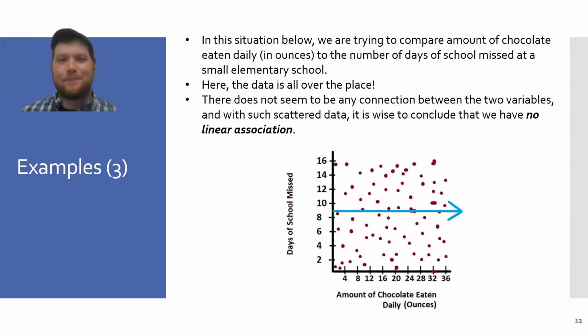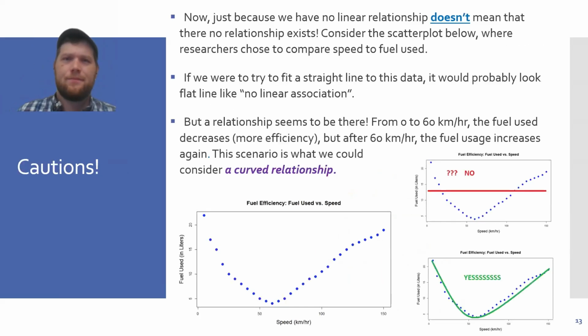Now, the situation I have here: amount of chocolate eaten daily in ounces, and the days of school missed. It's a mess. This data is all over the place. I see no connections whatsoever, which means you could eat your heart's content of chocolate, or maybe sugar-free chocolate, and I shouldn't expect you to miss more days or fewer days. There doesn't seem to be a connection between the two variables. And with such scattered data, it's probably wise just to say there's no linear association going on there. There's no linear relationship that we can claim.